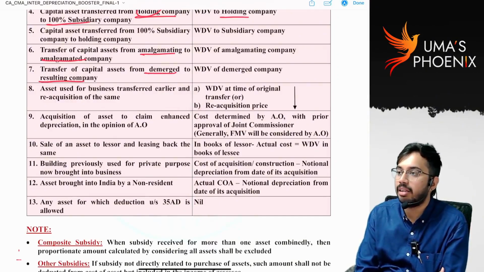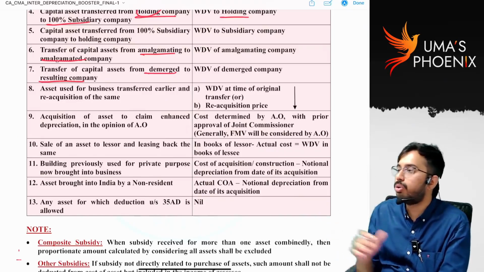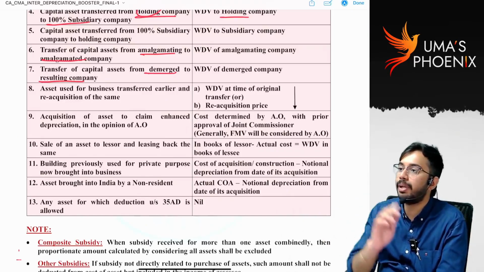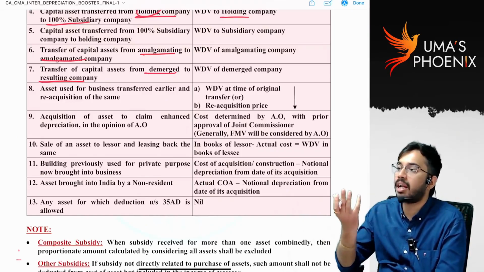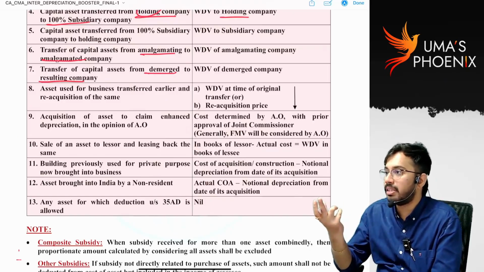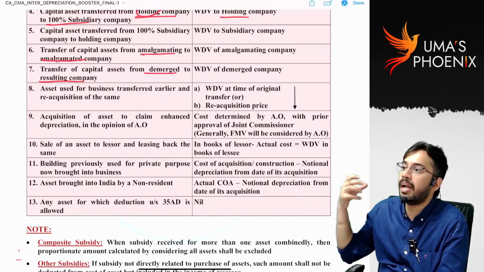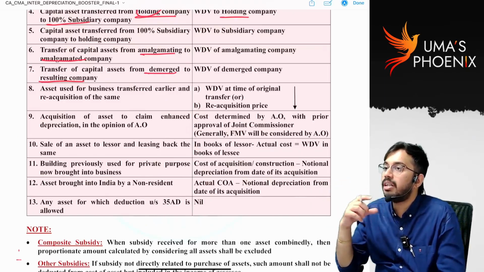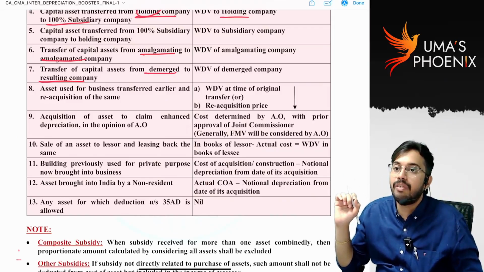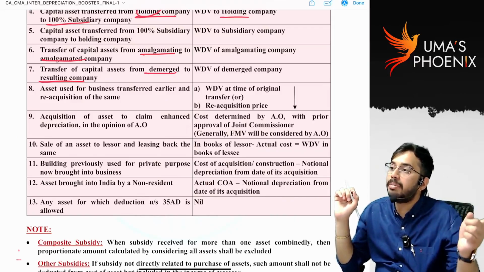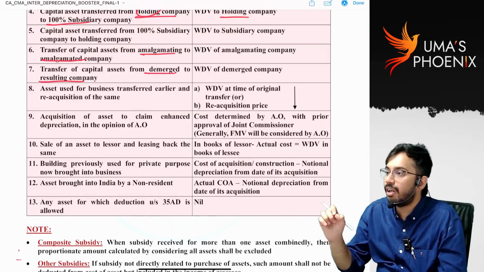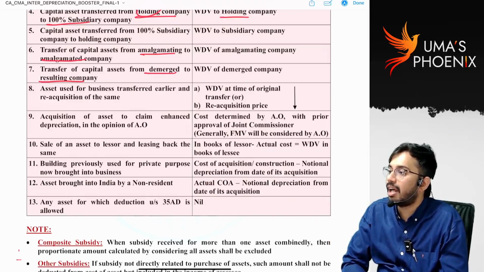Tata Limited is there. Tata Limited is divided into two companies, Tata Limited and Tata Motors Limited. Tata Motors is one of the companies of Tata Limited. Tata has many other companies: Tata Consultancy Services, Tata Salt, Tata Steel, many companies are there. But Tata Motors got separated from Tata Limited. That means Tata Limited is the demerged company, Tata Motors Limited is the resulting company. So whenever assets are transferred from Tata Limited to Tata Motors Limited, in the books of Tata Motors Limited, actual cost is equal to written down value in the books of Tata Limited. Is it clear?